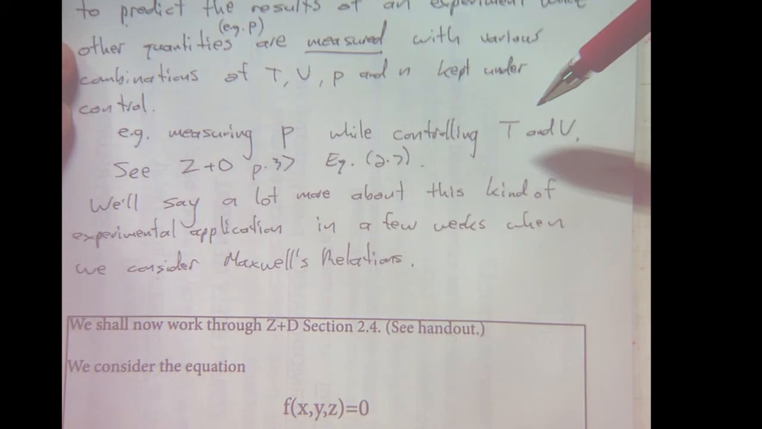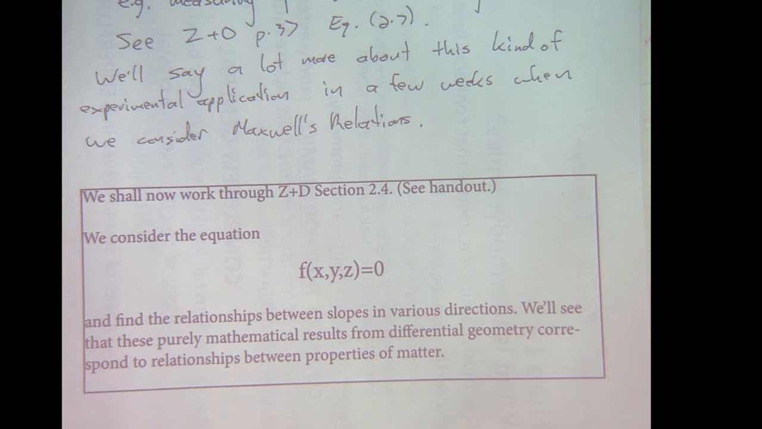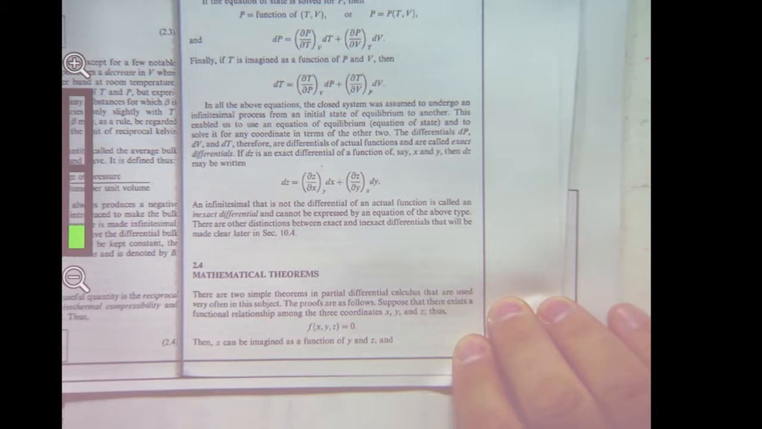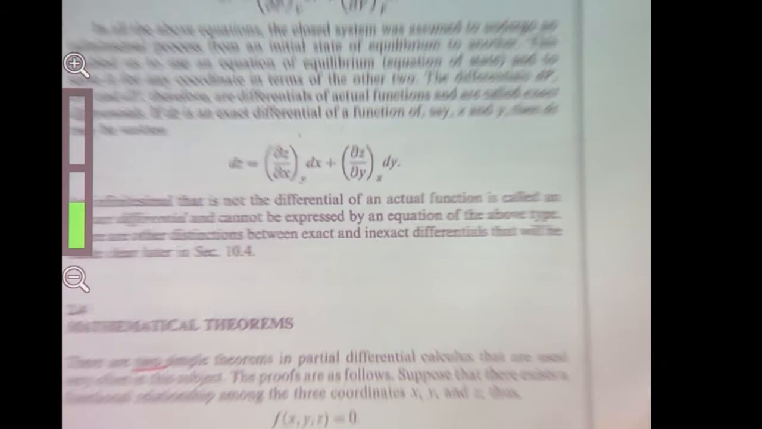Okay. So now we're going to work through Zemansky and Dittman section 2.4 in the handout to derive some important relations in multivariable calculus that you need all the time in thermodynamics. It's on the second or third page, the mathematical theorems. As it says here, there are two simple theorems in partial differential calculus, multivariable calculus, that are used very often in thermodynamics.